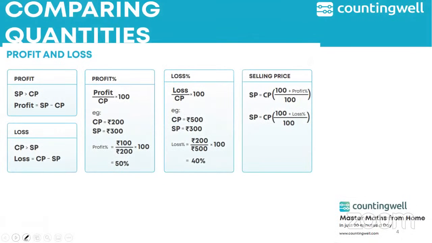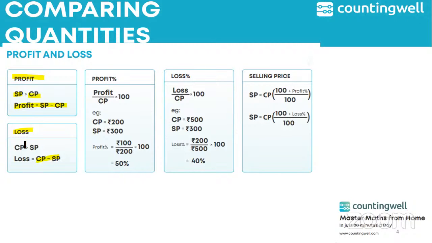Let us see what is profit and loss. So we get profit when the selling price of the object is greater than the cost price of that object. Then profit is nothing but selling price minus cost price. Whereas loss is nothing but cost price minus selling price whenever we have cost price greater than selling price.